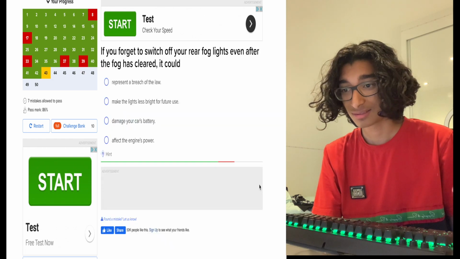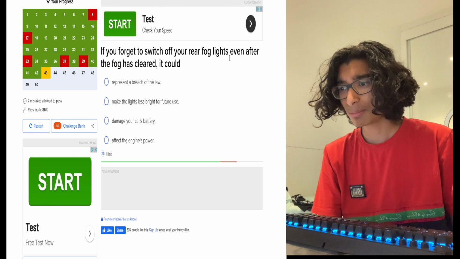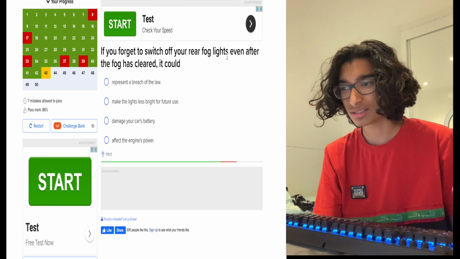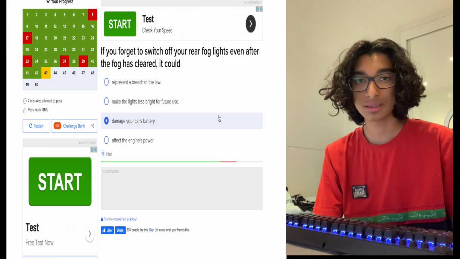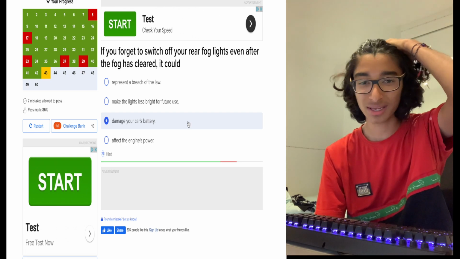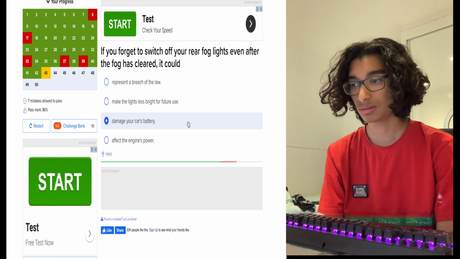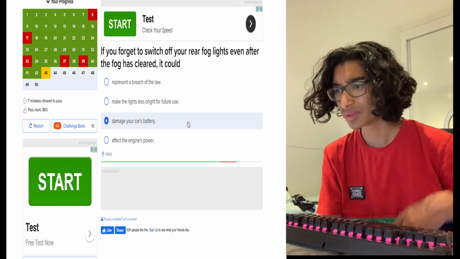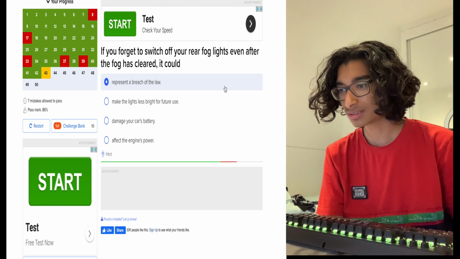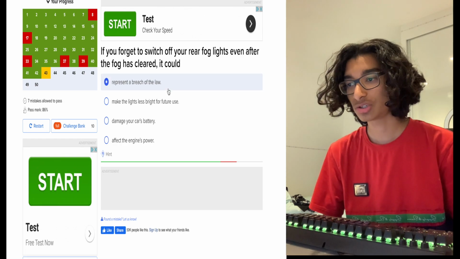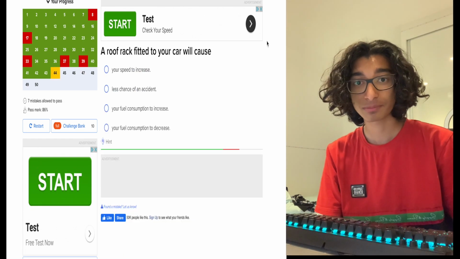Again, that's common sense. If you forget to switch off your rear fog lights even after the fog has cleared, it could represent a breach of law. Why would fog lights represent a breach of law? Might make them less bright? No, that's a bit... Damage your car's battery? No, they won't. Affect the engine's power? No. I'm just going to go with represent a breach of law. Please be it. Yes. I'm a professional.